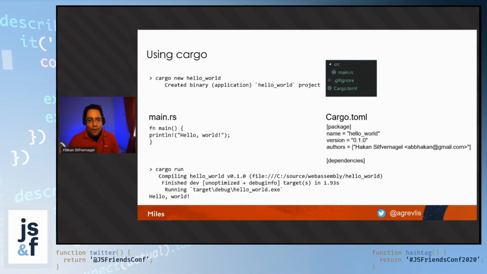And then you can run cargo run. So what will happen then is it will compile your project, and then it will generate an exe file and run that exe file. So you can see here that the result of this is that you will have hello world out on the command prompt.